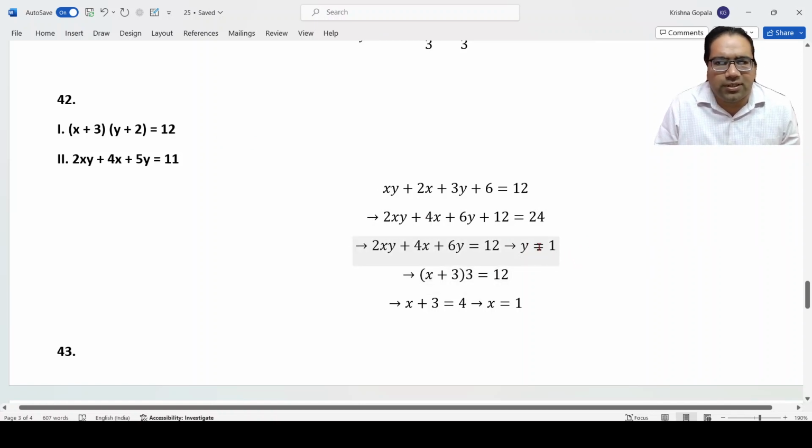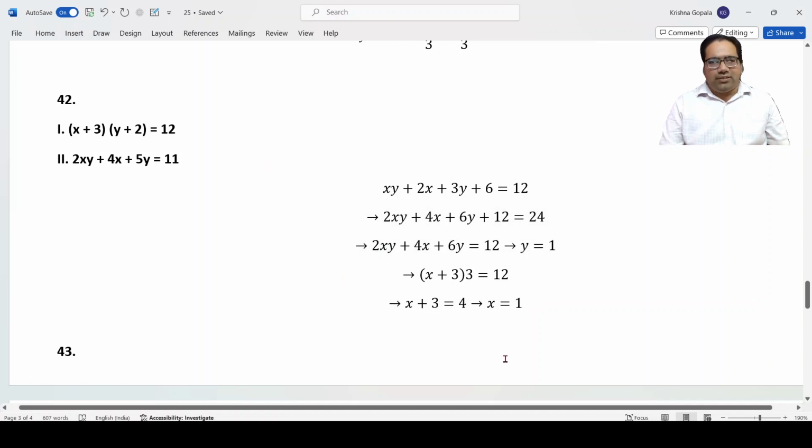Let's substitute this y equal to 1 in the first equation. x plus 3 into y plus 2, that is 1 plus 2. x plus 3 into 3 equal to 12. x plus 3 equal to 12 by 3, which is equal to 4. x equal to 4 minus 3 equal to 1. So we understood x equal to 1. y is also equal to 1. So we established the relation between x and y. So x and y are equal in this problem.